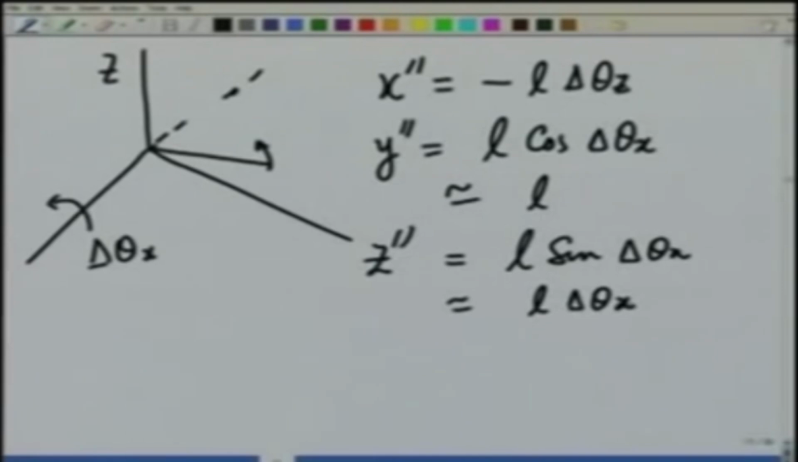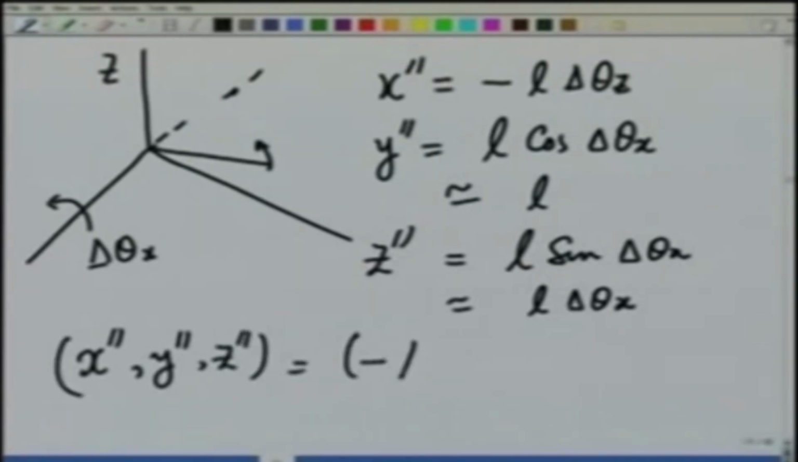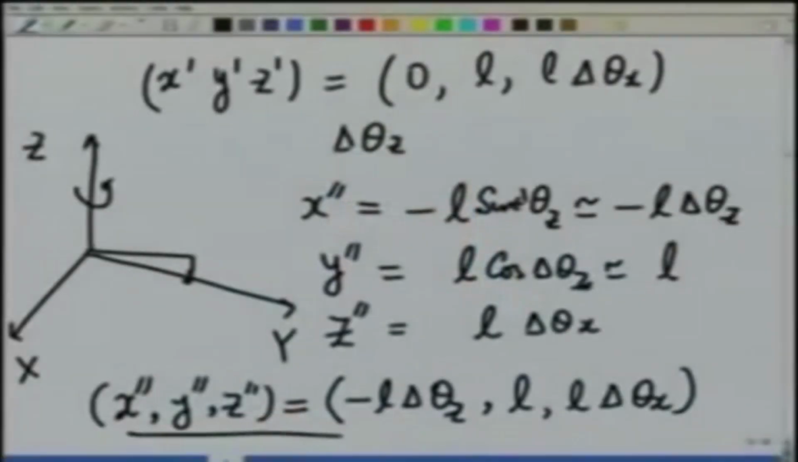So, after these rotations, I end up getting x double prime, y double prime, z double prime equal to minus L delta theta z, L, L delta theta x, which is precisely the same which I got when I had the other order, first rotation about the x axis and then rotation about the z axis. Let us see that. That is in the previous slides somewhere. Here it is.